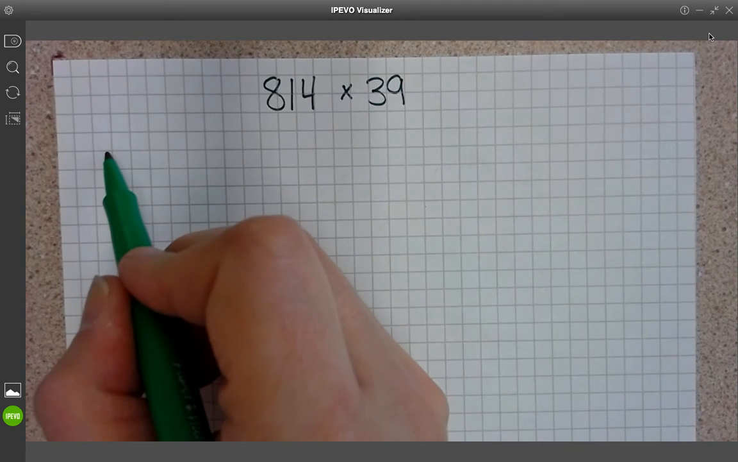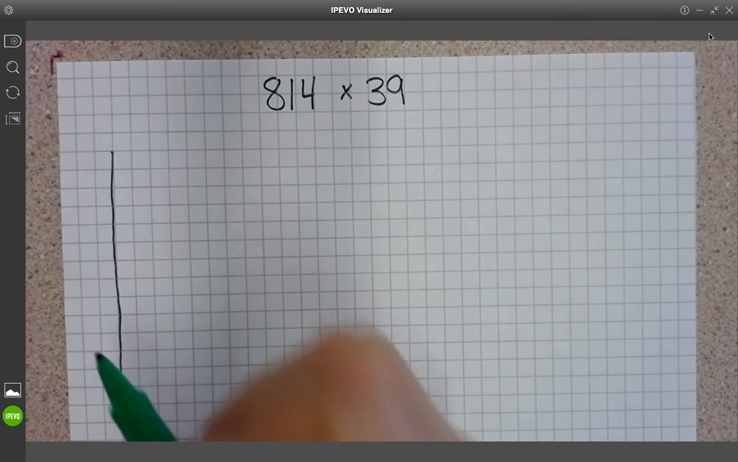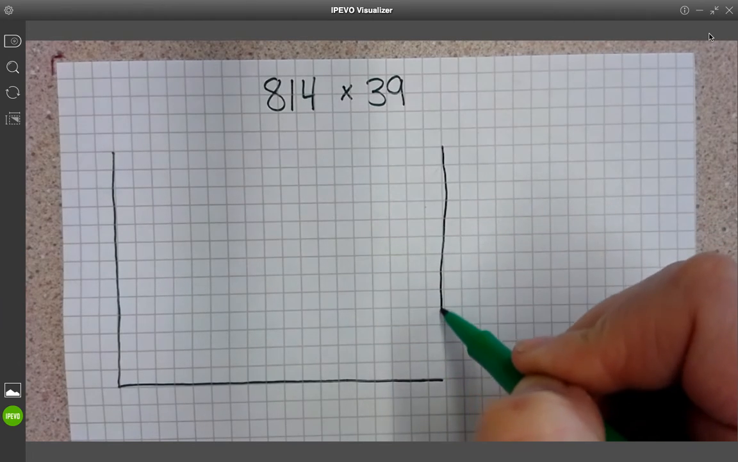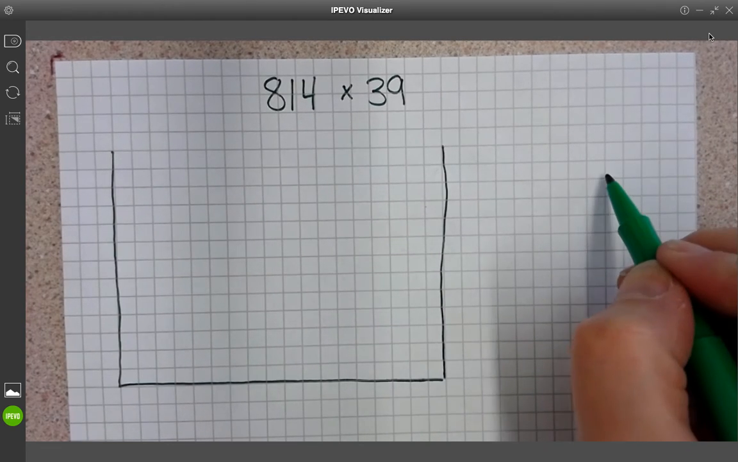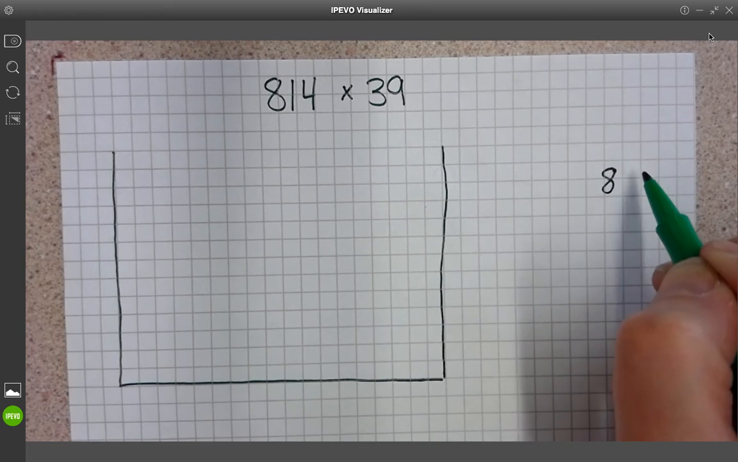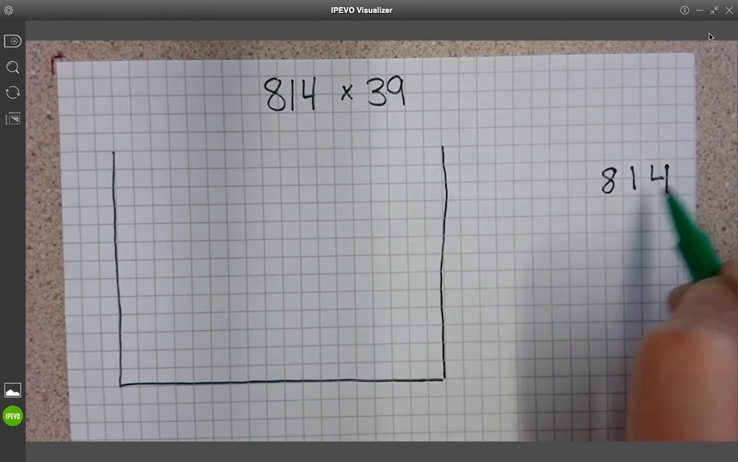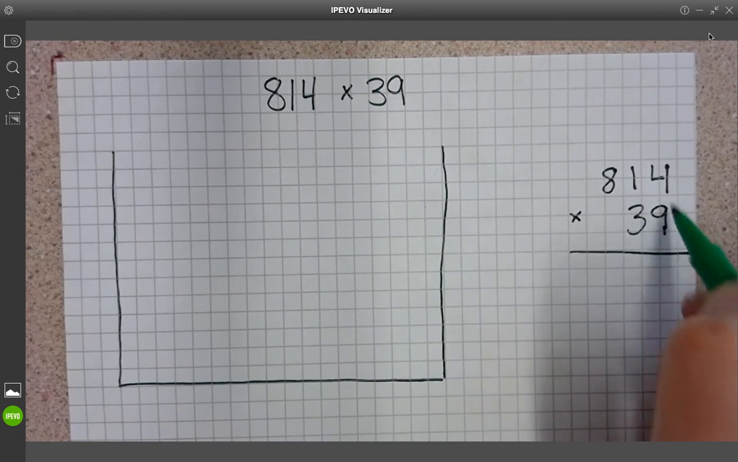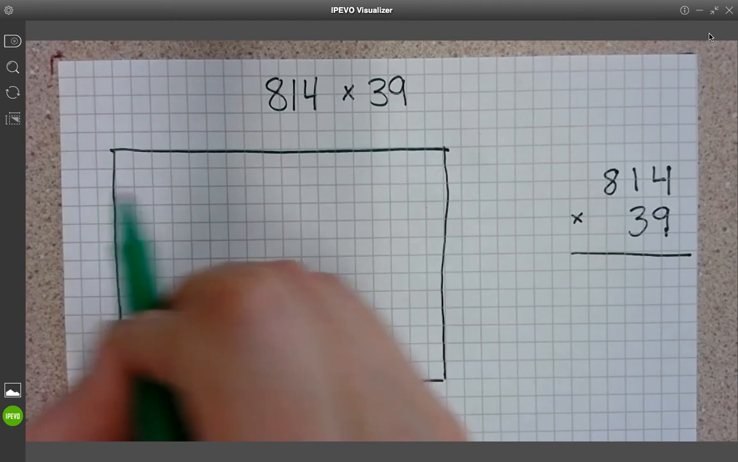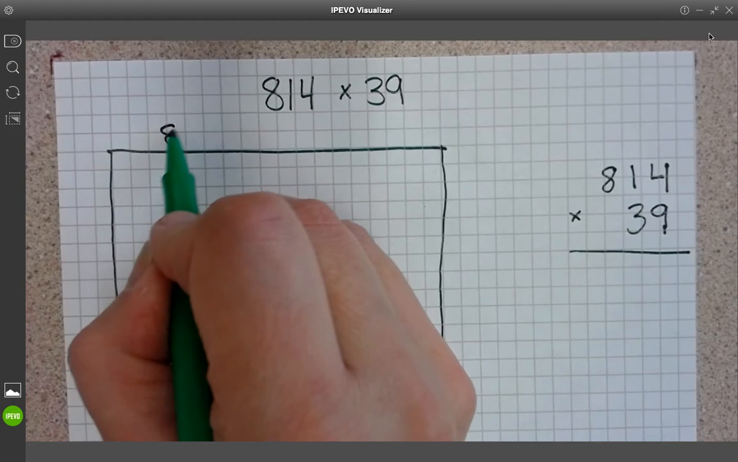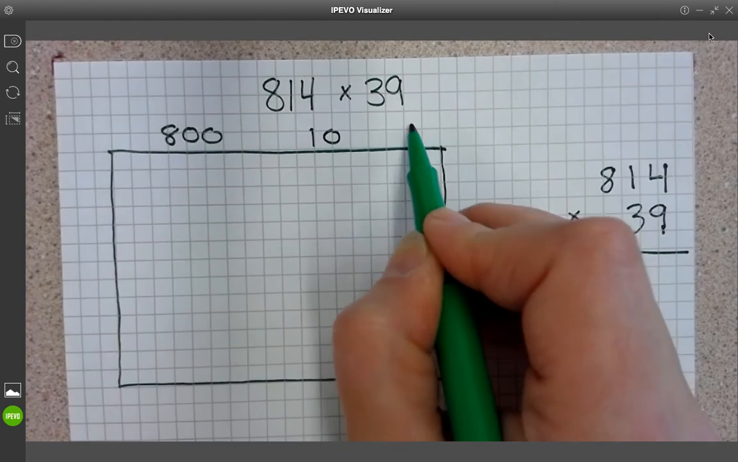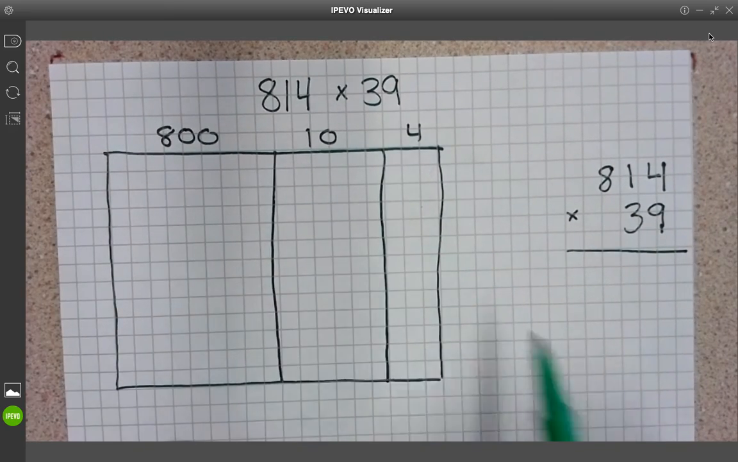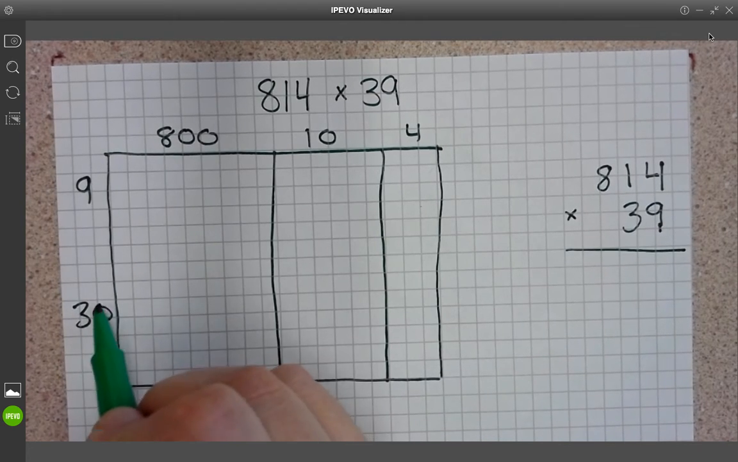I'm going to set it up the exact same way. I'm going to make a large box. I'm going to make this one a little bit larger because I know I have more place values. I'm going to try not to squeeze over here too much. And then I'm going to set up my standard algorithm, 814 times 39. And if you remember, because I put 814 on top, then I need to put 814 on top of my area model. 810 and 4. And then 39 over here on the side.